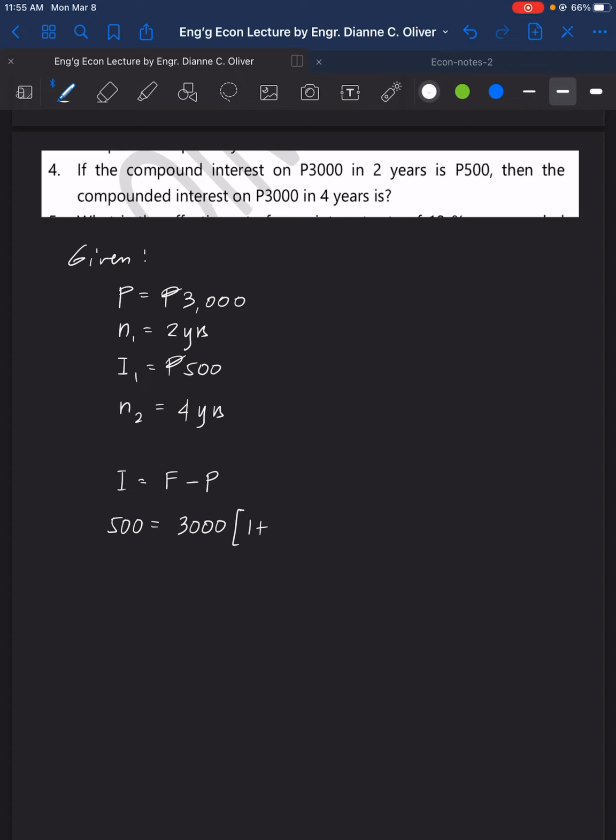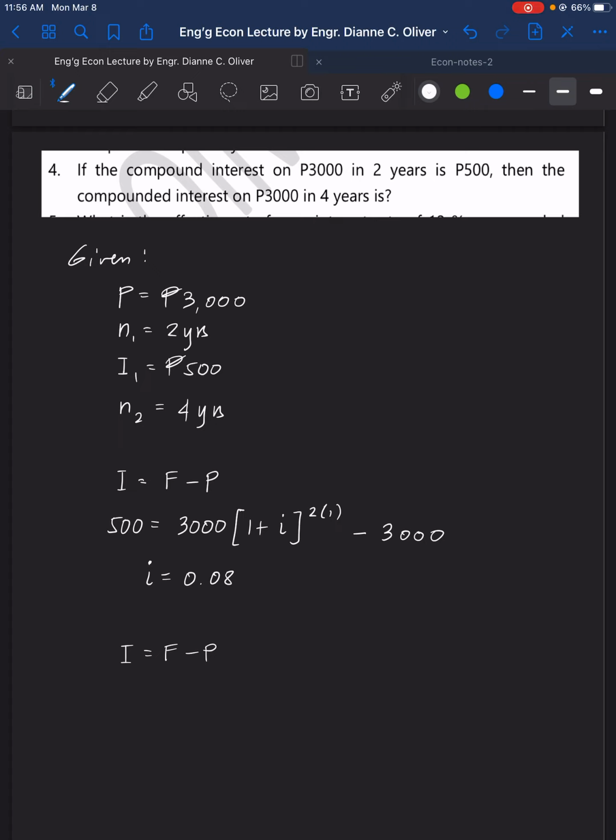So we will put here the I, since we don't have any interest rate yet, raised to the power of 2 for the 2 years, then minus the present worth of 3,000 pesos. So here, we will be getting a value for I, which we will use for solving the 4-year situation. So I here is 0.08, or that is 8%. Then we will be able to solve the next one.